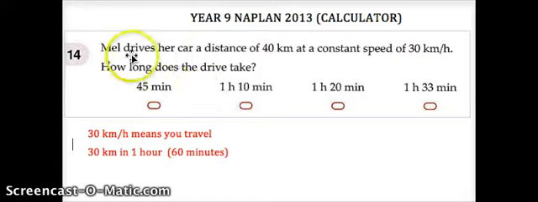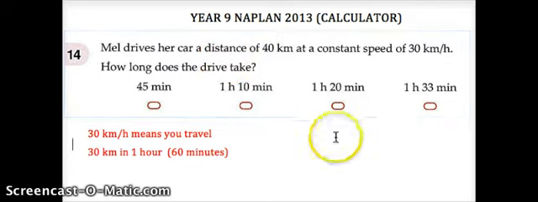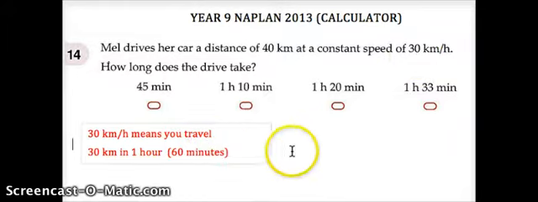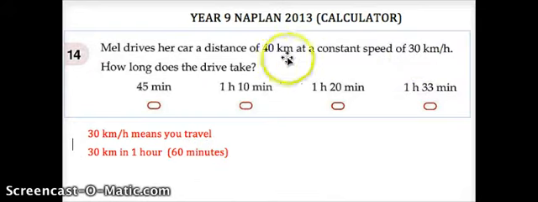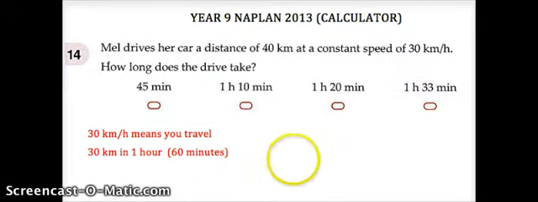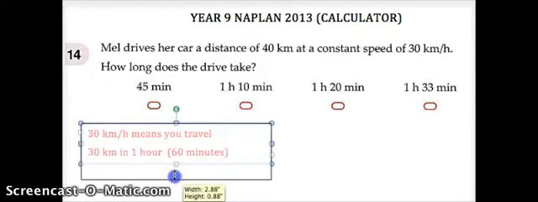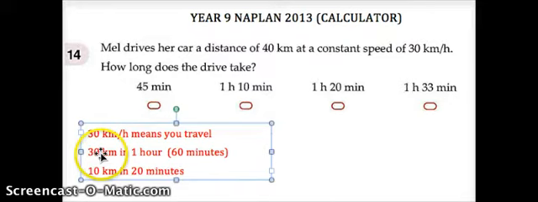Now, she actually drove her car a distance of 40 kilometers. So 30 kilometers would have taken 1 hour. We need to work out how long the extra 10 kilometers would have taken her. So if 30 kilometers takes 1 hour, then 10 kilometers is a third of 30. So to go from 30 to 10, you divide by 3.